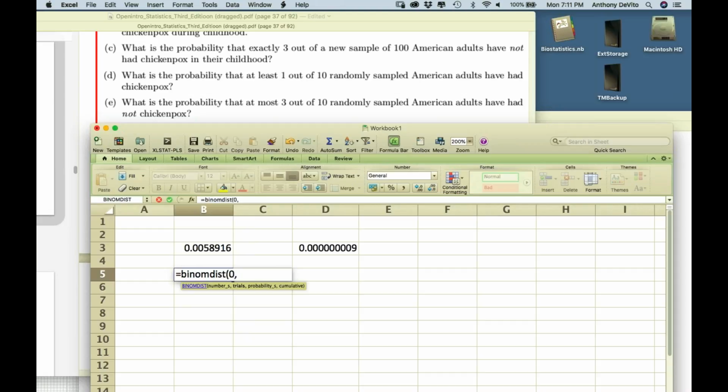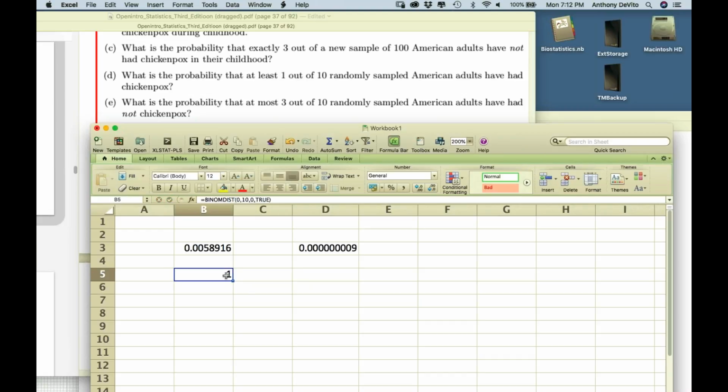Okay, zero. At least 1 out of 10 randomly sampled adults had chickenpox: 0, 10, 0.9. I could say true or false here, because if I say false, it's only giving me the probability for zero. If I say true, it's going to give me the same thing, because there's nothing below zero anyway.